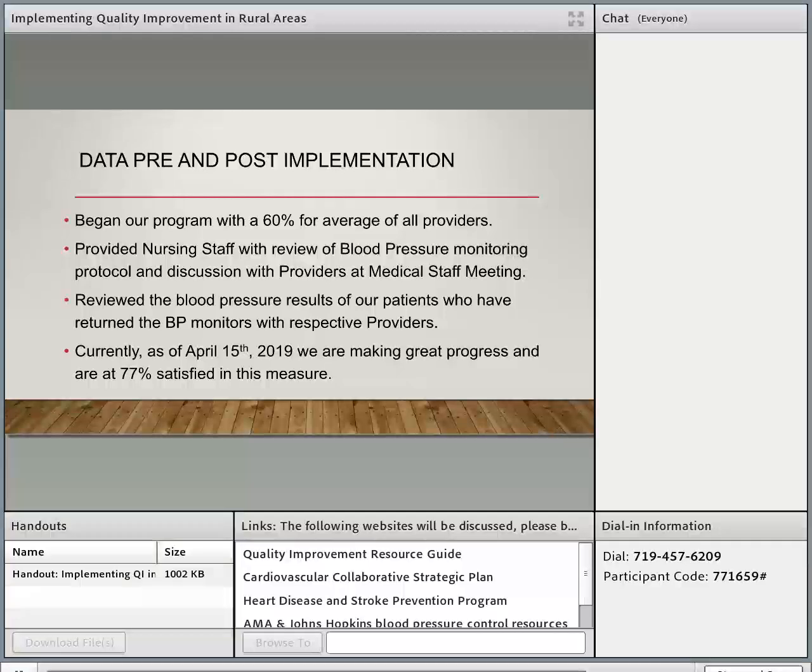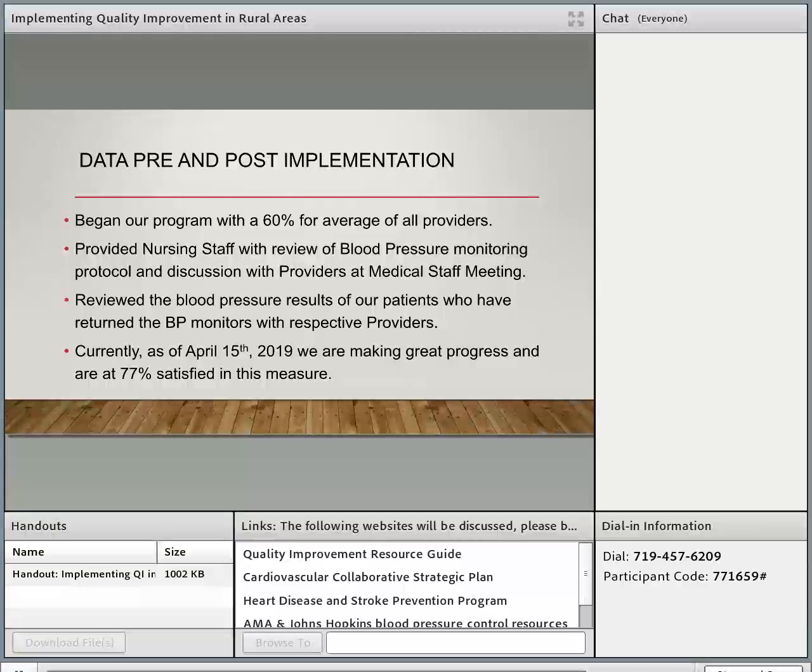The data from pre and post this implementation. We're not complete yet, but when we began our program we only had a 60% average for all of our providers. And that's as a group, not individually.